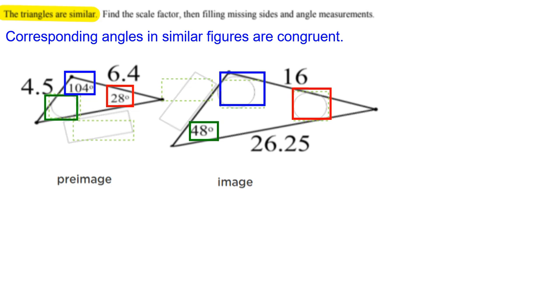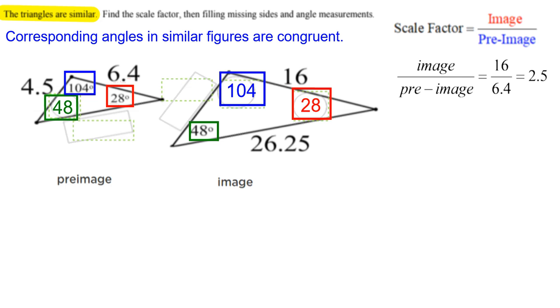Now that we know the locations of what corresponds to what, we should be able to fill in the missing angle measurements. Now we can focus on finding the missing side lengths. So let's think about what corresponds to the pieces, and most importantly, let's also focus on finding the scale factor. Scale factor, again, is defined as the image to the pre-image.